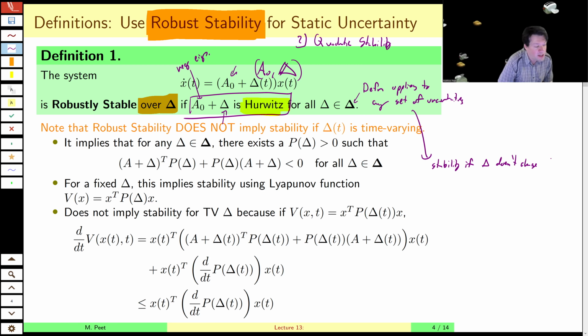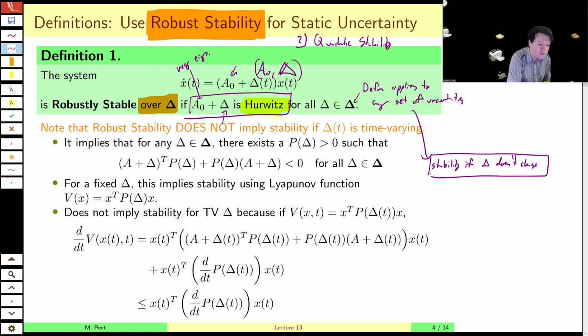However, if delta does change, saying that the eigenvalues of A plus delta are Hurwitz, are negative, doesn't tell us anything about the solutions of the system, the trajectories of the system. So we have to be a little bit careful when we talk about robust stability, because it implies stability only for a very limited class of situations, specifically those where the parameter delta is unknown but lies in the set delta. This is the set. This is the matrix.